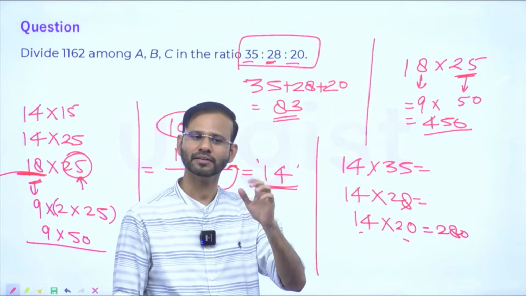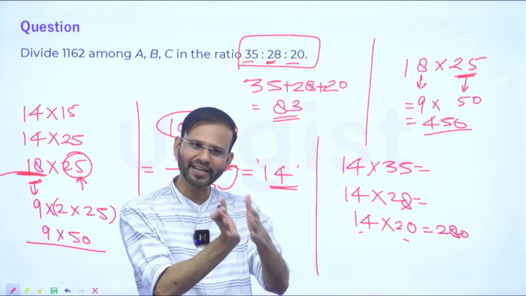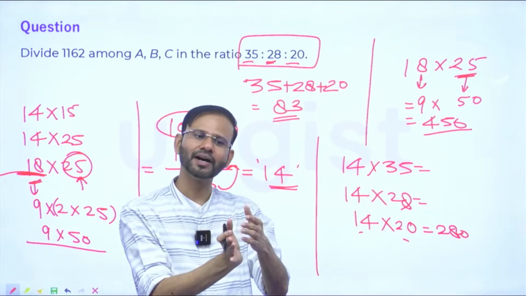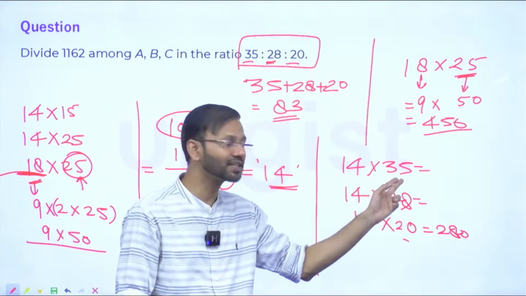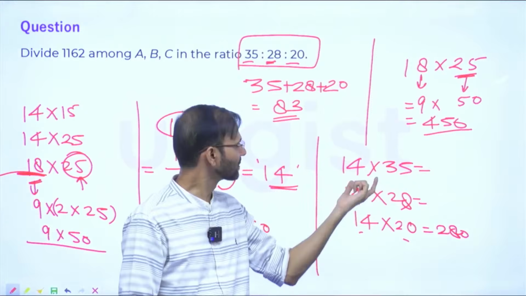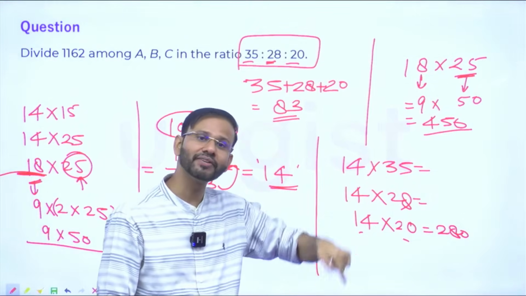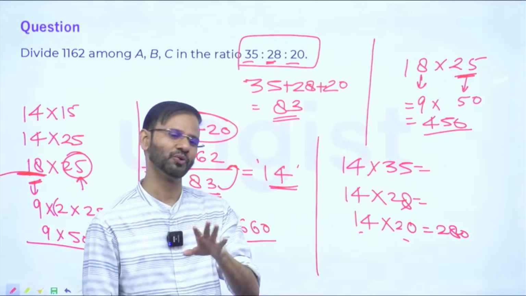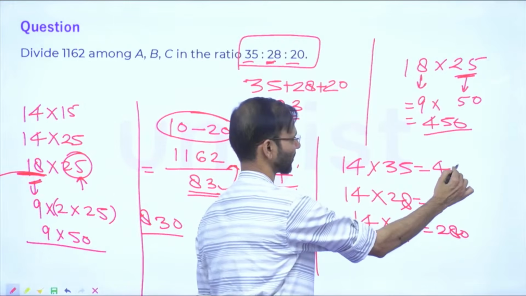Now tell me, everyone, what will you write 14 into 35 as? First tell me, what you will write this? Half this of what? 7 and double this 70. Yes. So this is equivalent to 7 into 70. 7 into 70 is what? 490. Okay.